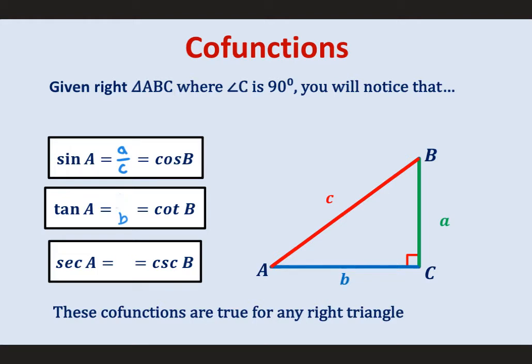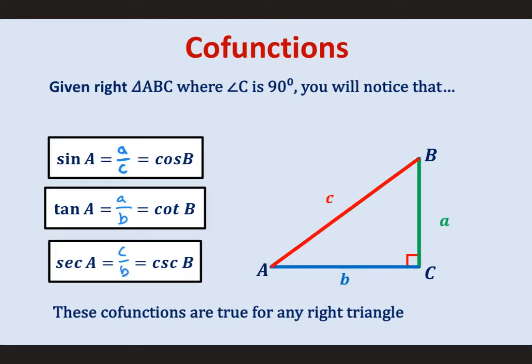I'm going to make that A look a little bit nicer. And then lastly, we have the secant of A. So secant is cosine's reciprocal. So instead of our adjacent over hypotenuse, it's our hypotenuse over adjacent. So that's C over B. And then cosecant is sine's reciprocal. So if we come over to angle B, instead of doing opposite over hypotenuse, we'll do hypotenuse over opposite, which is also C over B.